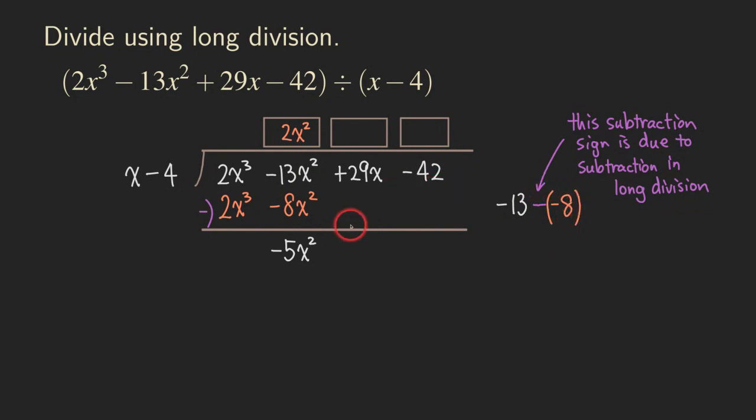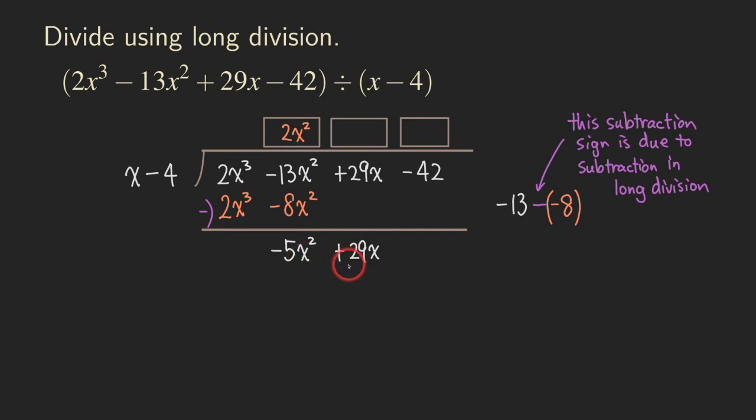Okay, next step. We get a remainder here, but of course that's not finished, right? We are going to bring down the next term with our first remainder, and then we are going to get two terms. So the next step is to copy down this positive 29x. Now, people tend to put down the -42 here, but that's unnecessary. Why do we only need to bring down just the positive 29x?